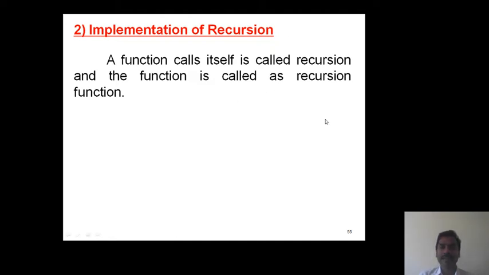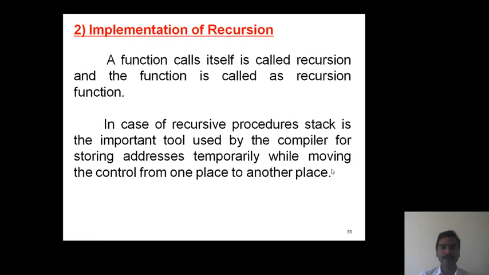Now in the recursion concept, the function control is necessary to transfer from one place to another place. In such cases, those addresses are temporarily stored inside the stack data structure. Here this data structure is maintained by the compiler internally. Now observe this point: in case of recursive procedures, stack is an important tool used by the compiler for storing addresses temporarily while moving the control from one place to another place.